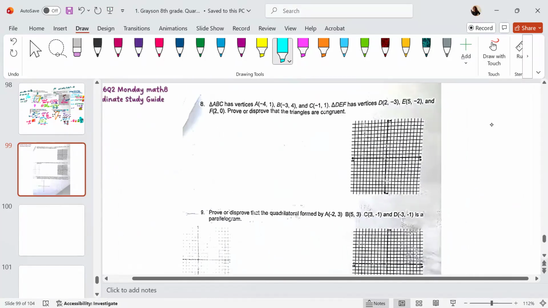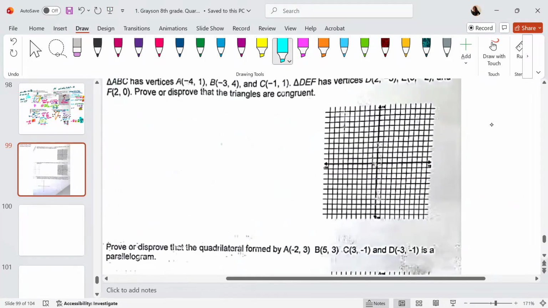ABC has vertices. That's point. DEF has vertices. 1, 2, 3, 4, and then -4, 1, correct? Yeah. So that's A, -4, 1. And then B, -3, 4. Did you do this already? C, -1, 1.